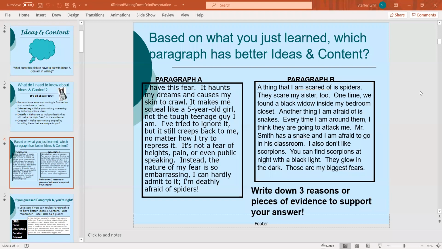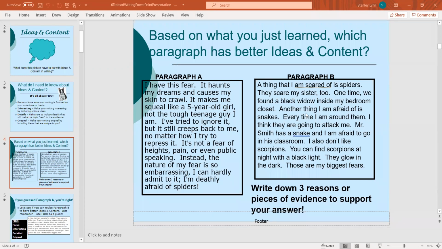All right, raise your hand if you understand which is the better paragraph. Okay, so some of you understand. You are going to write down 3 reasons or pieces of evidence to support your answer, whichever paragraph you choose. Online students, this will be done in your writing notebook. The class students, we will do this in class on Sunday. Okay?